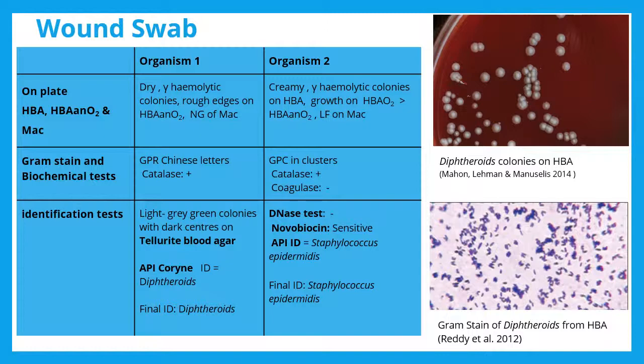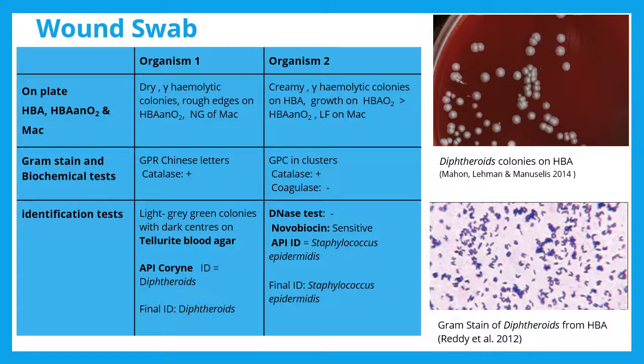One organism grew as white, dry, non-hemolytic colonies with rough edges on HBA. It was catalase positive, and the Gram stain revealed short Gram-positive bacilli uniformly stained with Chinese letter arrangement. The colony morphology and the Gram stain of the organism were consistent with diphtheroids. This was confirmed by streaking the organism on potassium tellurite blood agar.